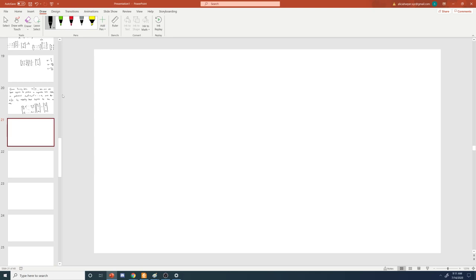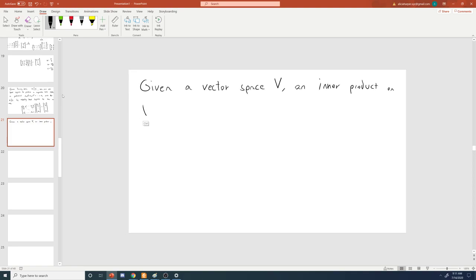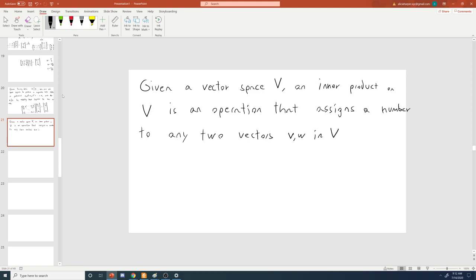So, given a vector space V, an inner product on V is an operation that assigns a number to any two vectors v and w in V, and satisfying the following properties.